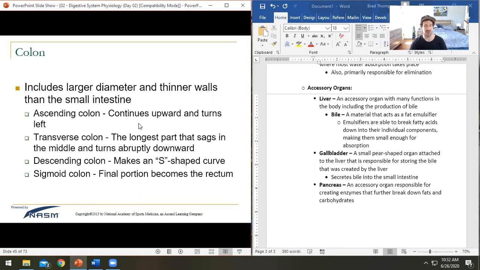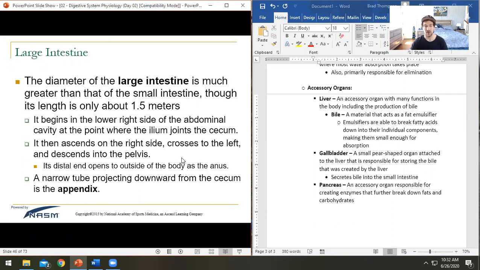And so there are all these different sections of your colon there. Basically it's going to travel down. Again, your large intestine is much greater in width than your small intestine because it's so muscular, but it's definitely not longer. Your small intestine is, I think, 5 or 6 times longer.